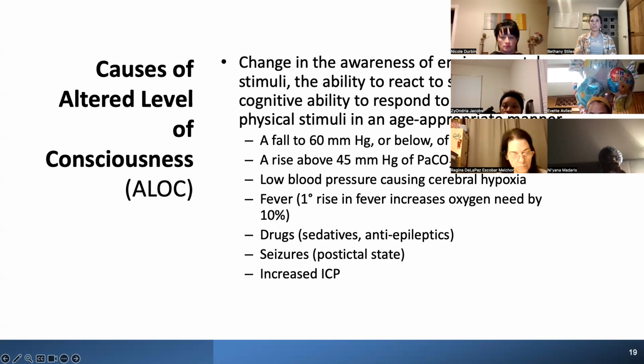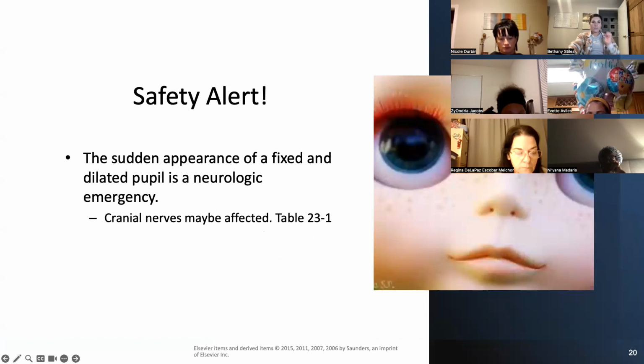We also have medications that can cause a change in our consciousness, whether it be purposeful or not. We also have the post-ictal state of seizures, where they tend to be drowsy and confused. And then increased intracranial pressure can also cause changes. If you ever have a sudden appearance of fixed and dilated pupils, that is going to be a neurologic emergency. Typically, our cranial nerves can be affected at this point.